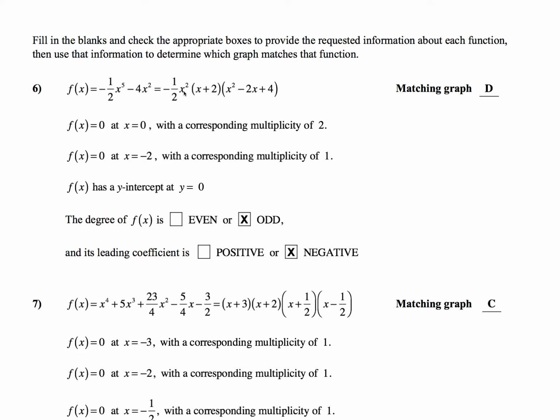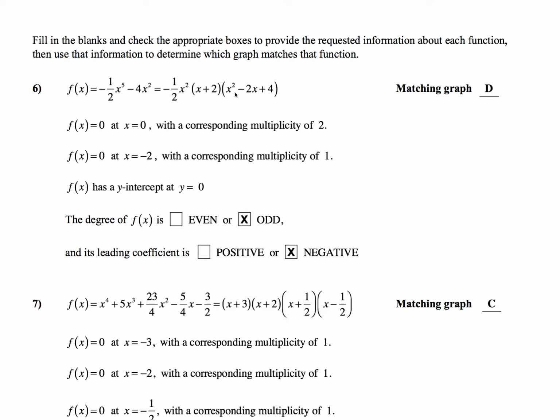at 0, because if you put a 0 here, 0 squared is 0, and 0 times any of this is 0. So we have the function value is 0 at x equals 0, and the multiplicity is 2 because this x is raised to the second power. We also have a 0 at negative 2, and its multiplicity is 1 because the exponent here, not visible but not necessary to be visible, is 1.